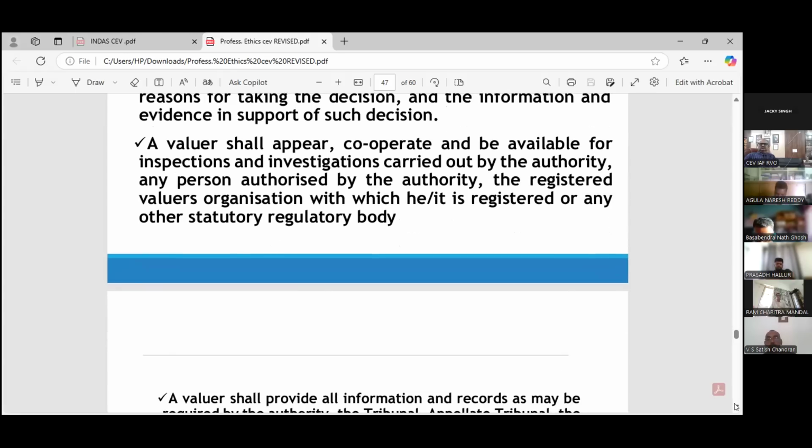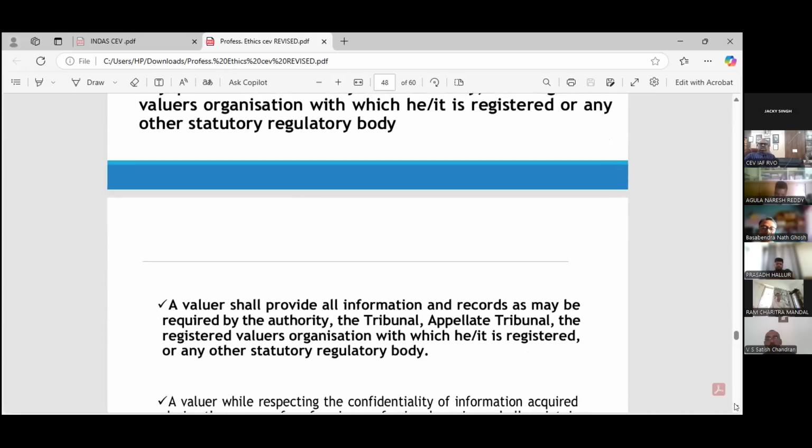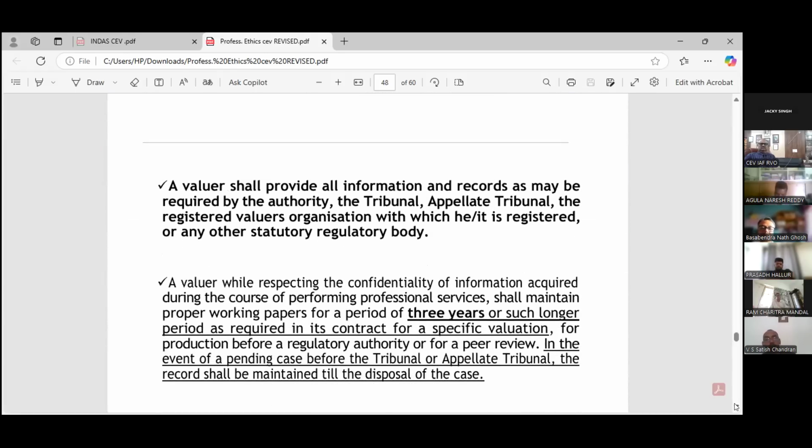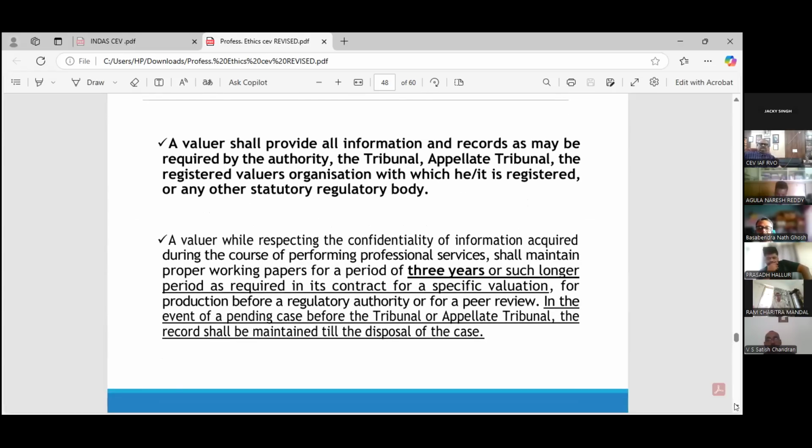Must appear, must cooperate. The valuer shall provide all information and record as may be required by the authority or tribunal or appellate tribunal, the registered valuer organization with which he or it is registered, or any other statutory regulatory body. This paragraph is very, very important.